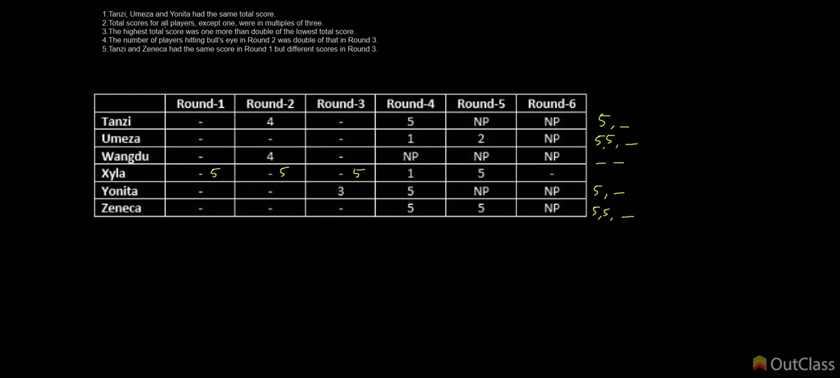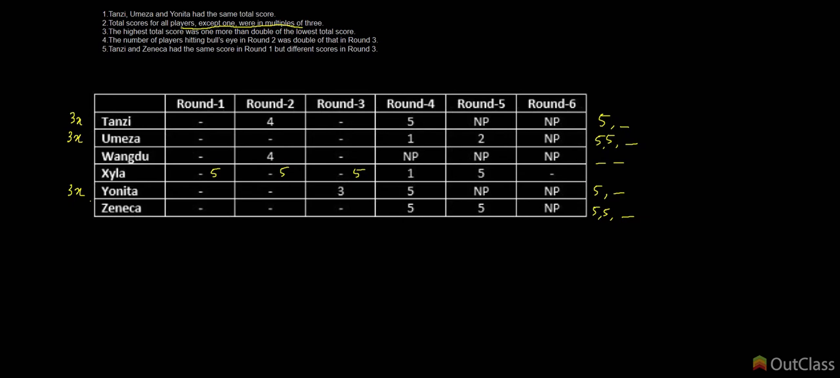Total scores for all players except one were multiples of 3. This is very important. 5 of the 6 people had multiples of 3 as the final score, and the 6th person did not. First clue says Tanzi, Umeza and Yonita had the same score. So clearly this same score should have been a multiple of 3. They are all at 3x.